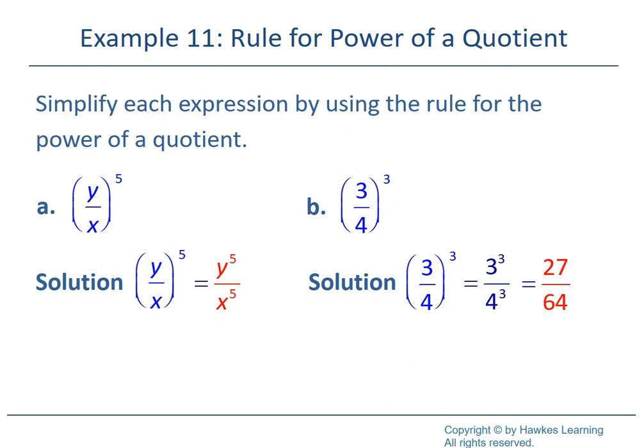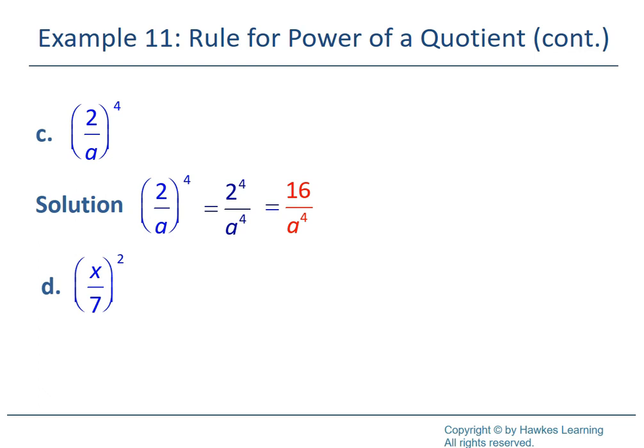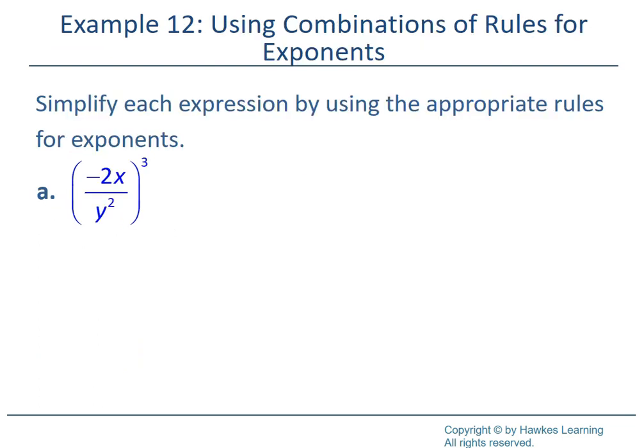I really like the way they are showing and presenting these PowerPoint slides. All right, on the numerator, we're going to get 2 to the 4th, which is 16, over a to the 4th. And there we have it. So this will be x to the 2nd over 7 to the 2nd. 7 to the 2nd is 49. So they want these simplified.